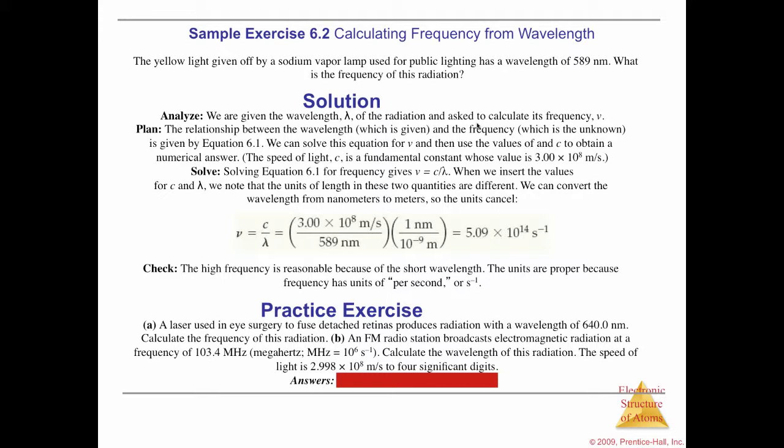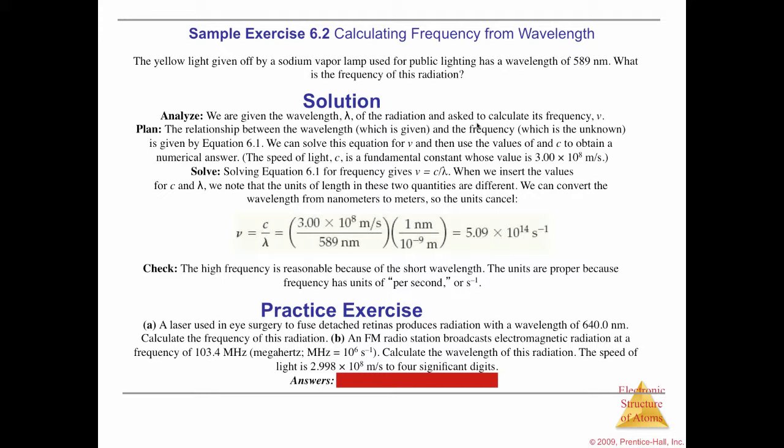So we are given the wavelength, lambda, of the radiation and asked to calculate its frequency, or nu. We know the mathematical relationship c is equal to lambda nu, and we can rearrange that algebraically to solve for frequency, which is equal to c divided by lambda. We take the speed of light, 3 times 10 to the 8th meters per second, divided by the wavelength, which is 589 nanometers, and automatically we see that our units are not going to be canceling out.